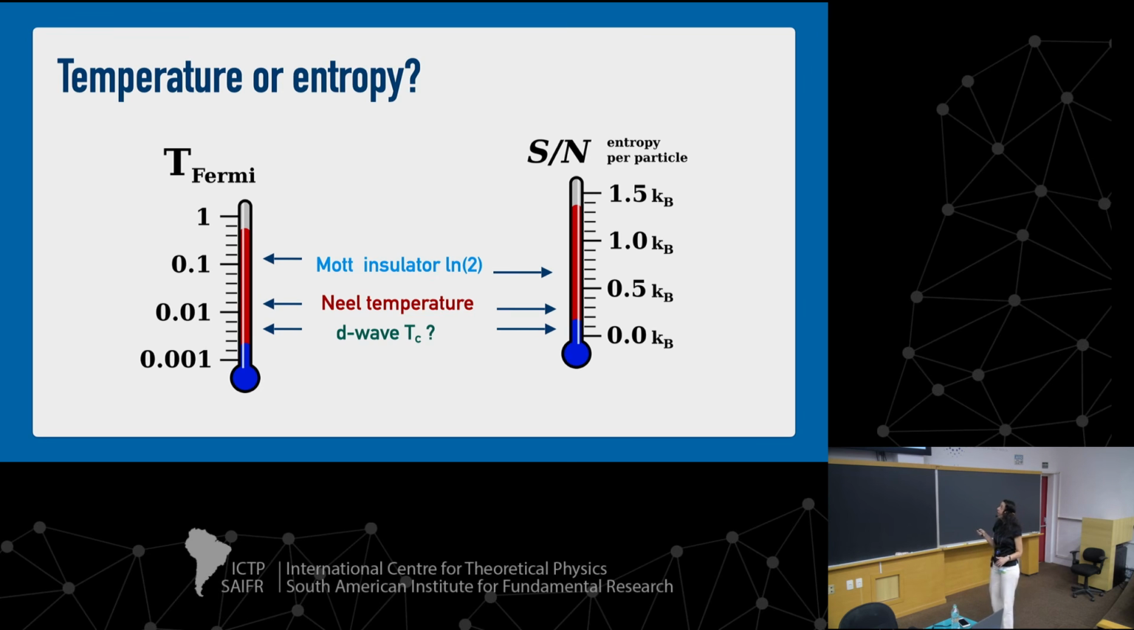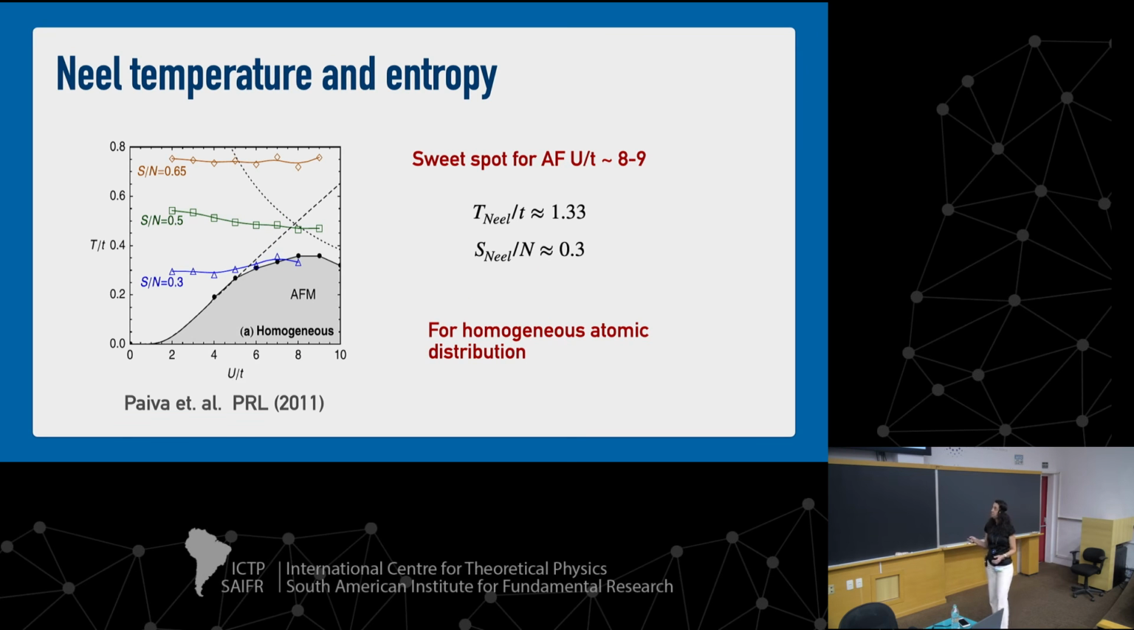So, and we know the entropy. The entropy for the Mott insulator is log 2. And now temperature lower and the wave superconductivity lower. So I'm going to talk a bit about entropy now. So this is how the Néel temperature and the entropy are linked together. So this is a calculation of the 3D Hubbard model.